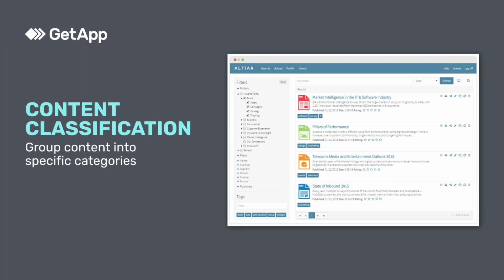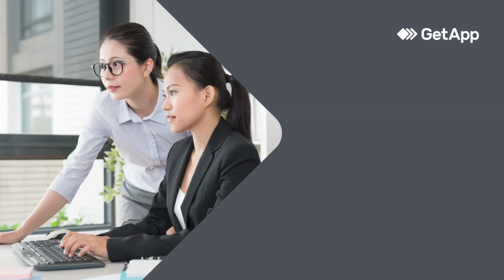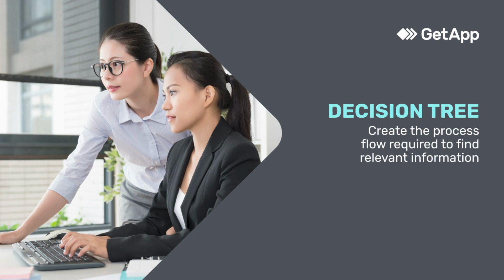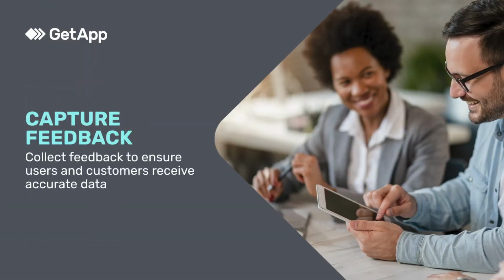Common knowledge management software features include content classification, which lets users group content into categories like articles, case studies, or product updates. Decision tree functionality automates the process of creating the flow required to help users find the information they need. Capture feedback from various sources to ensure that the information provided to both internal users and customers is up to date and accurate.